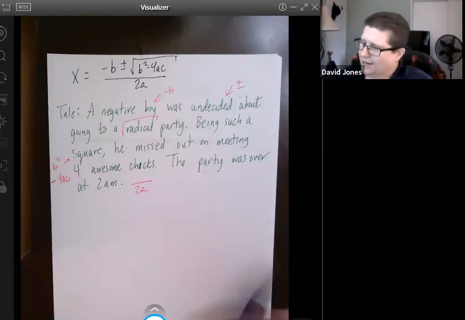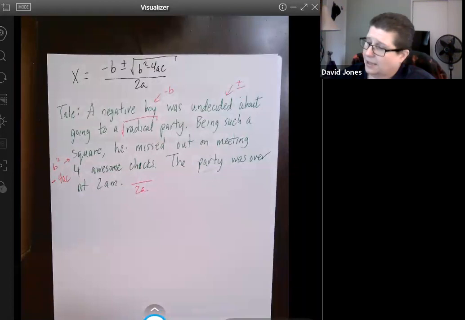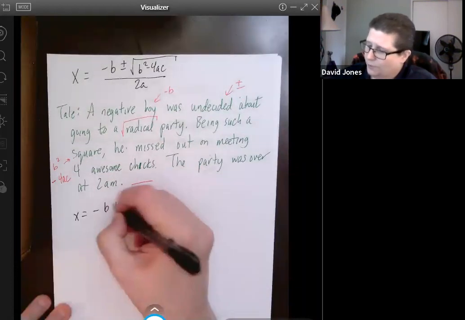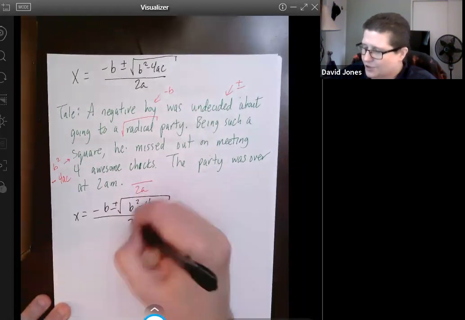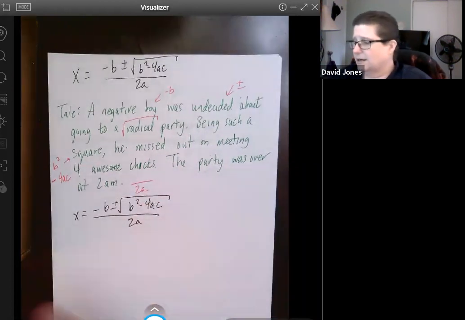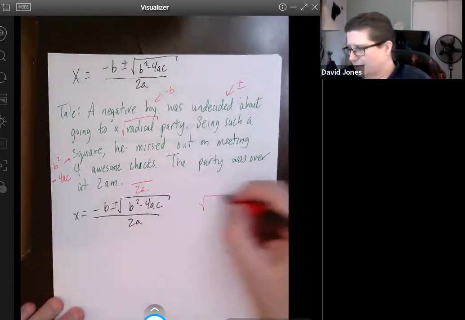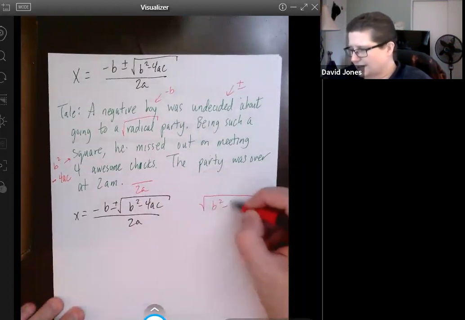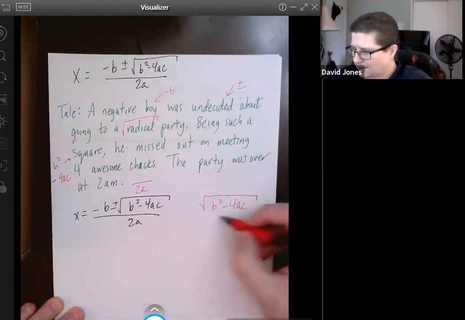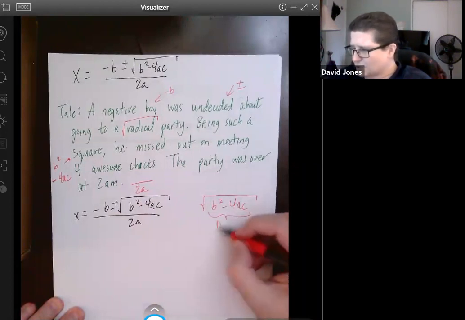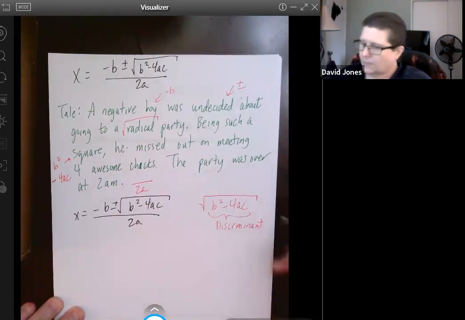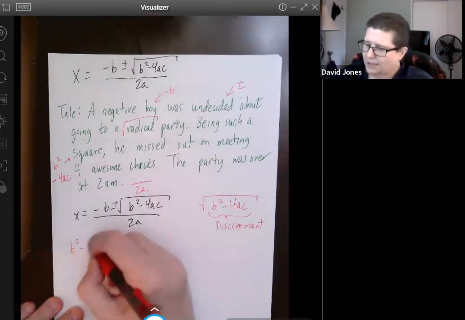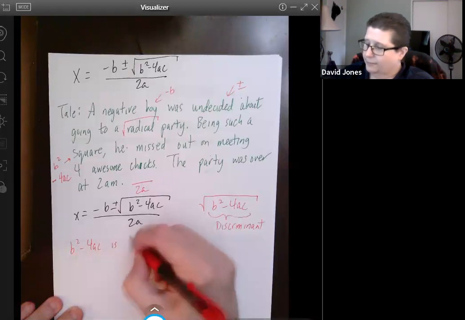So we've got x equals negative b plus or minus the square root of b squared minus 4ac all over 2a. That radical, the b squared minus 4ac, this inside is called the discriminant. B squared minus 4ac is the discriminant.